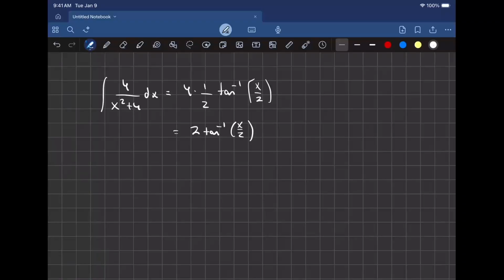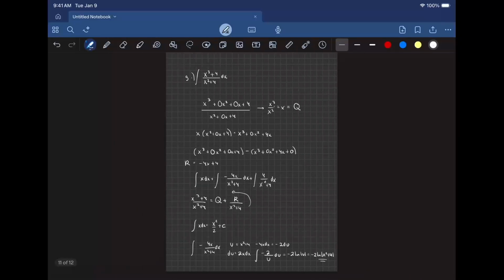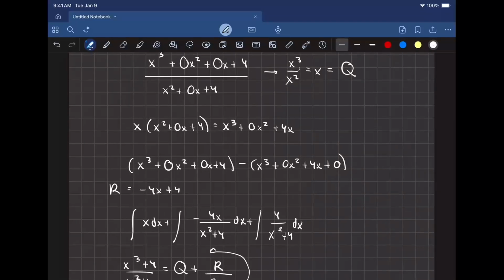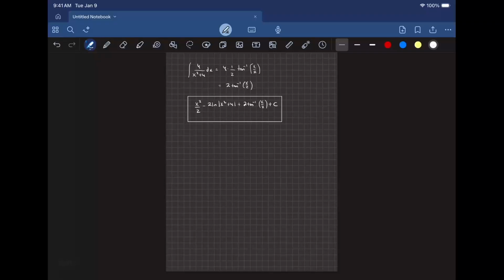So putting it all together, we'll have x squared over 2 minus 2 ln absolute value of x squared plus 4 plus 2 tan inverse x over 2 plus c. And this is our solution. So nothing too crazy, just some polynomial division and then just putting it all together. So if you need a refresher on polynomial division, then I would recommend doing that.